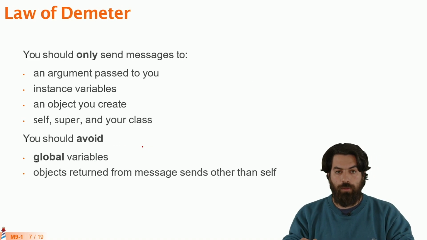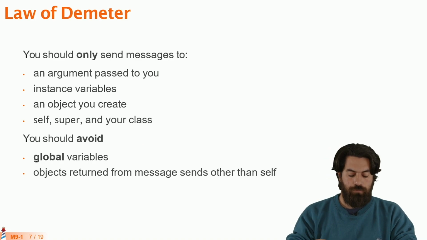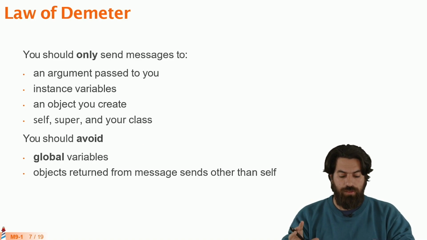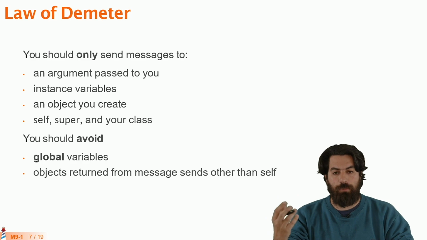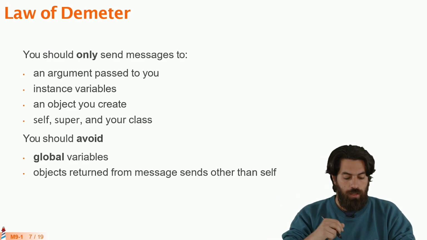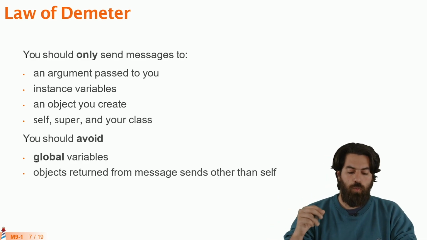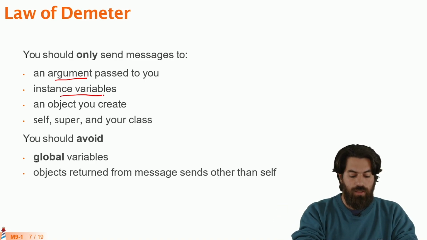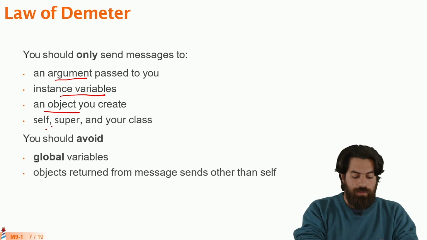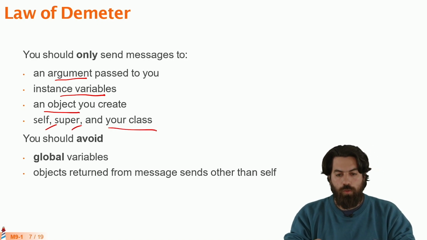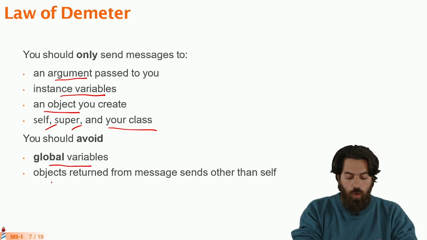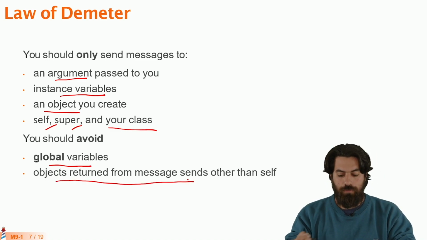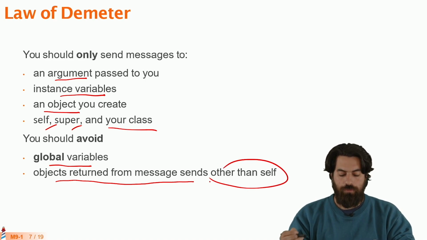One of the answers to this problem is to use the Law of Demeter. The Law of Demeter is a design principle that will give us some guidance in how we can avoid that. It says that we can only send messages to arguments, instance variables, an object that we are creating, self, super, and our own class. And that we should avoid global variables and objects returned from messages in general, other than send to self.